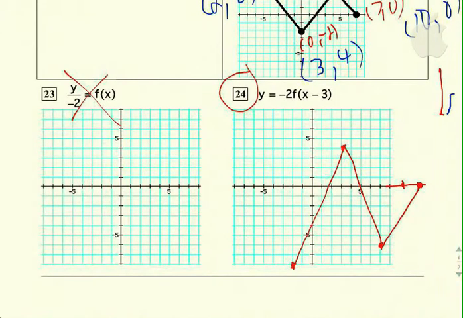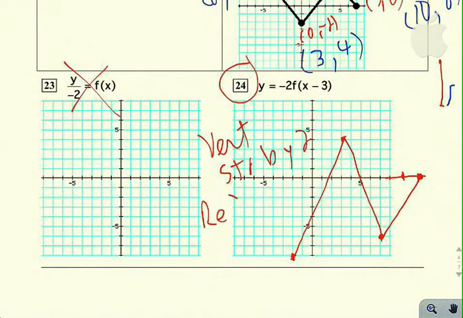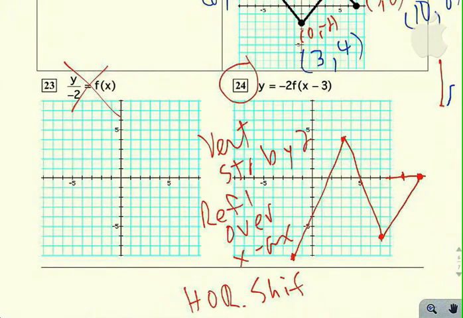So there were 3 things that happened here. There was a vertical stretch by 2. It was reflected over the x-axis, and it was shifted. It was a horizontal shift to the right 3.